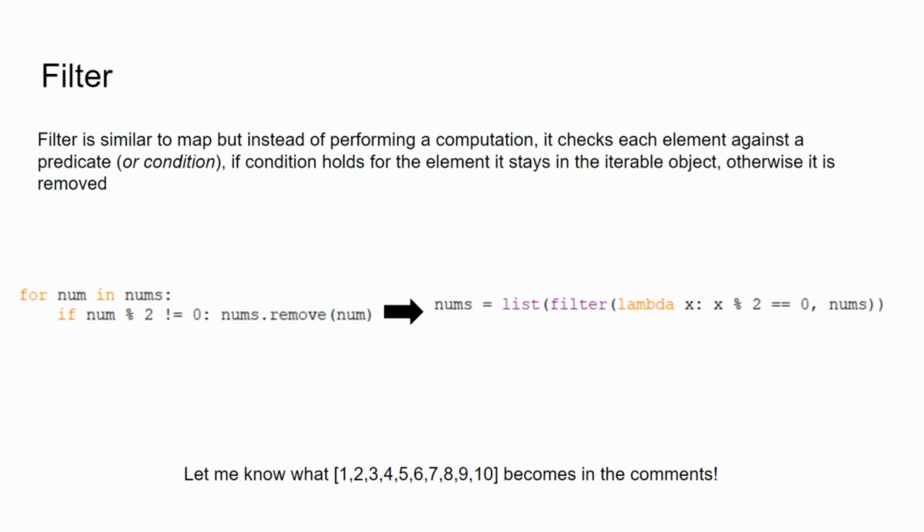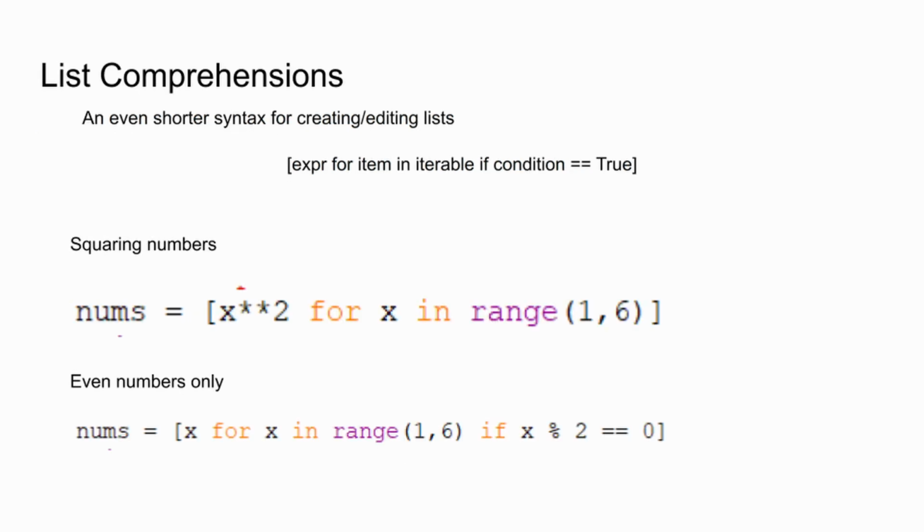So based on what I've talked about now, let me know what the array with values 1 to 10 becomes in the comments. And finally, I want to talk a little bit about list comprehensions. So list comprehensions is an even shorter syntax for creating and editing lists. And the syntax is as below.